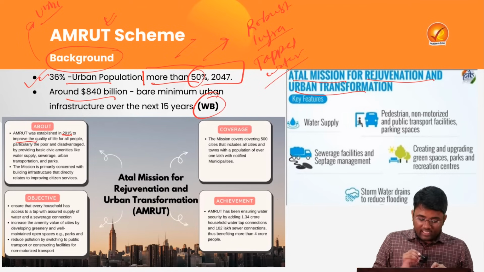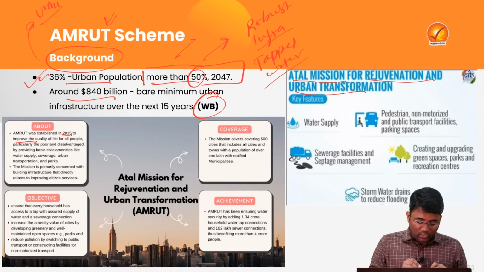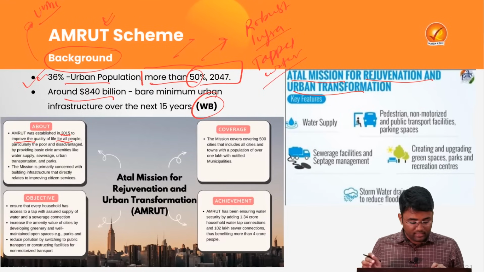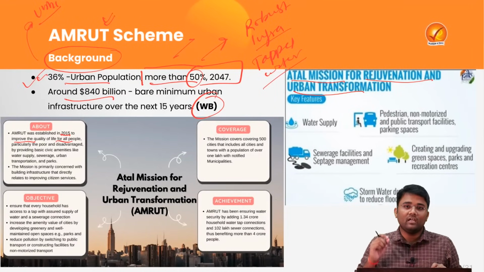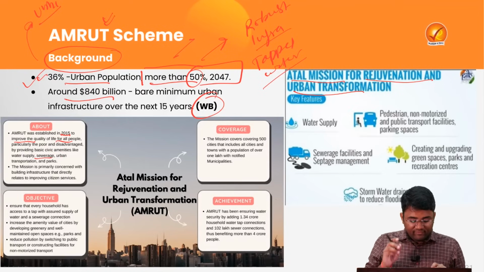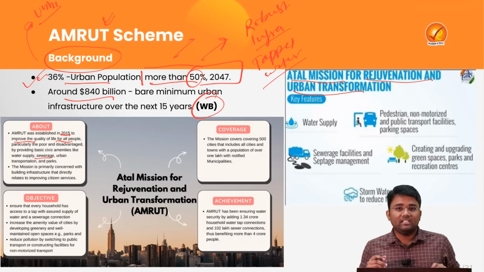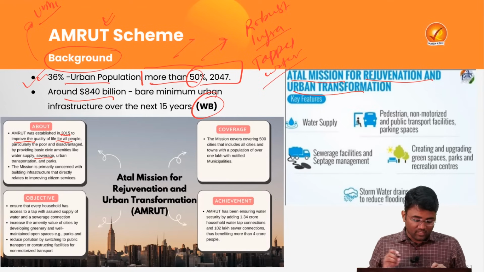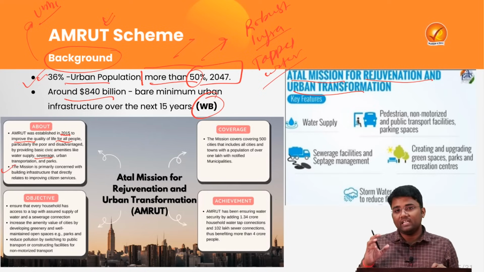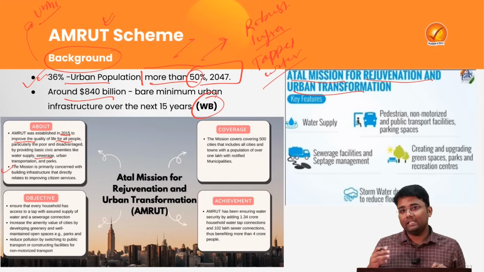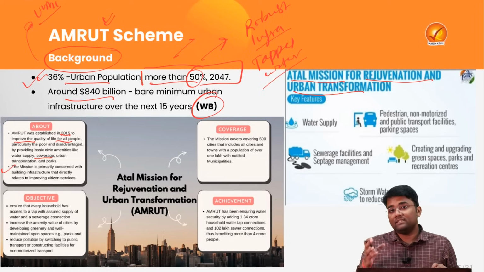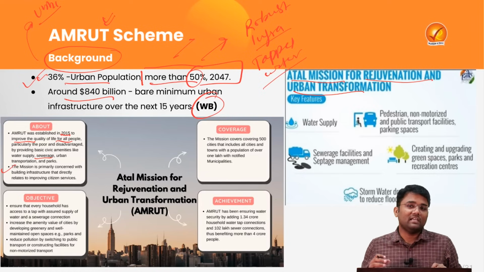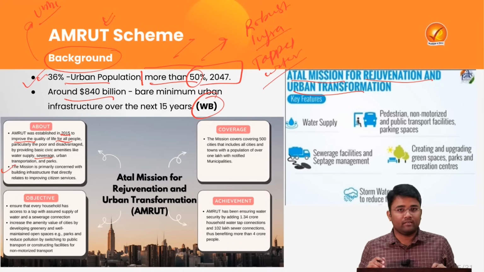The aim of this scheme majorly was to improve the quality of life for all the people, particularly the poor and disadvantaged, by providing basic civic amenities like tapped water, sewerage facilities, urban transportation facilities and parks facilities. The mission is primarily concerned with building robust infrastructure that directly relates to improving the citizen's life. So the scheme is majorly focusing on providing services related to the improvement in the quality of life that people will be getting in the urban spaces.